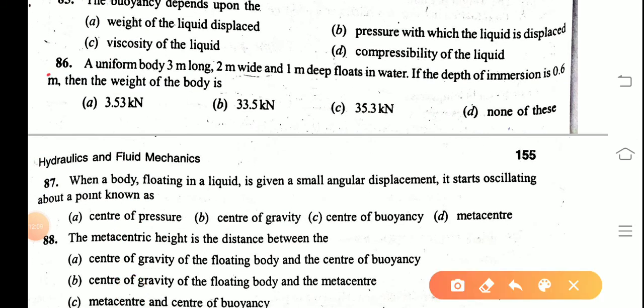Now there is a numerical question. Question number 86. A uniform body 3 meter long, 2 meter wide and 1 meter deep floats in water. If the depth of immersion is 0.6 meter, then the weight of the body is.